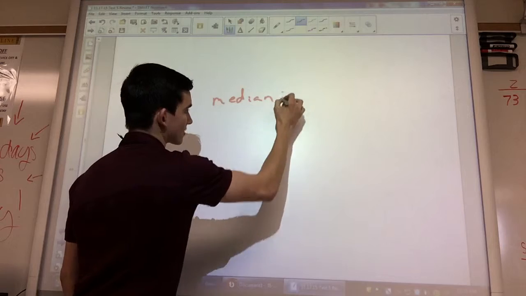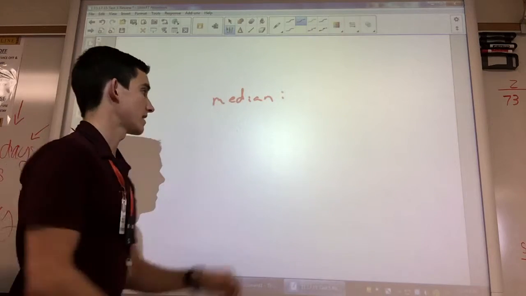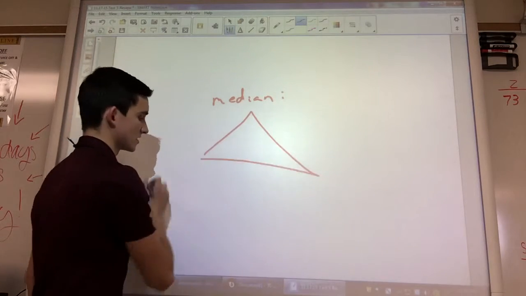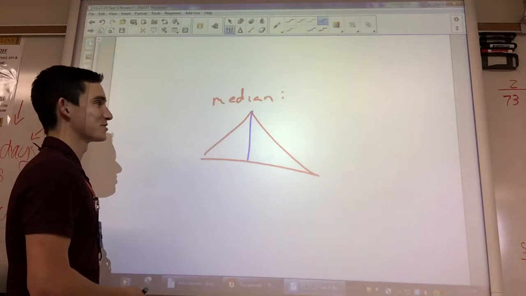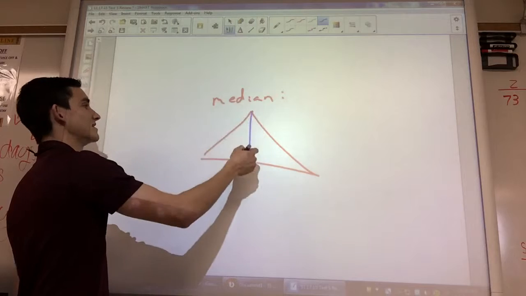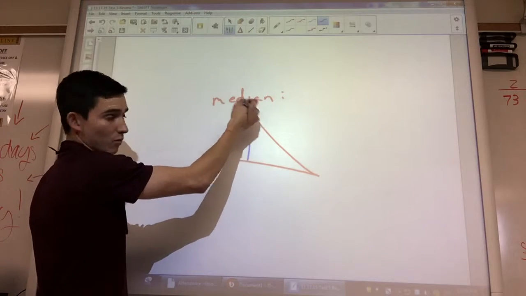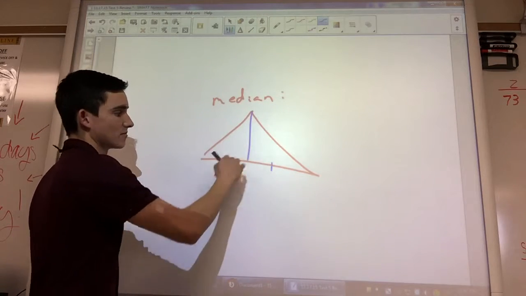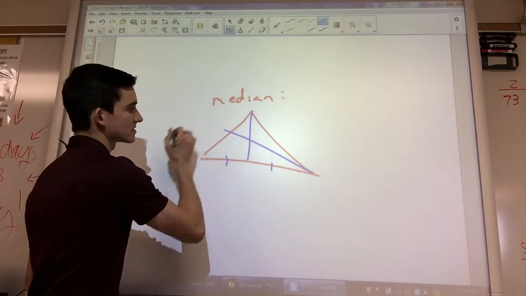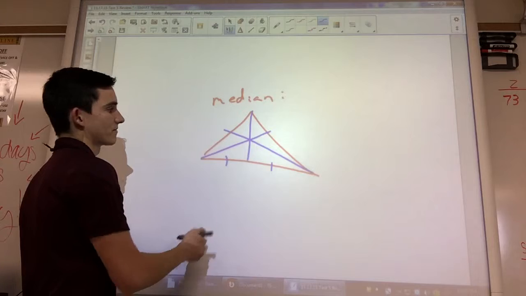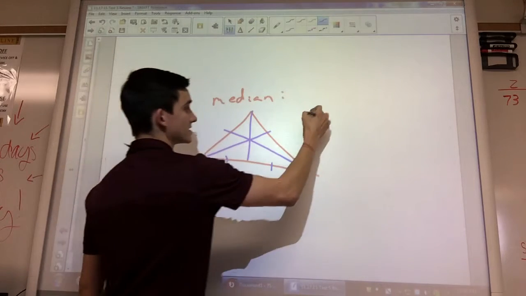A median. It goes from a vertex. So just drawing a junky triangle. A median just goes from one end's vertex to the opposite end's midpoint. That's all it does. When you have three medians that join together, the point of concurrency is called a centroid.